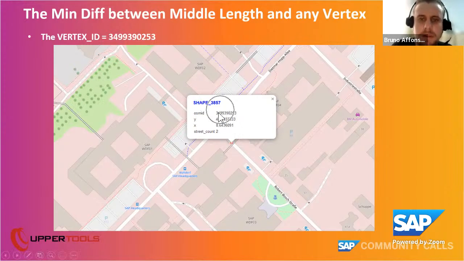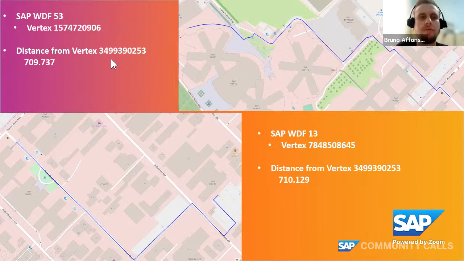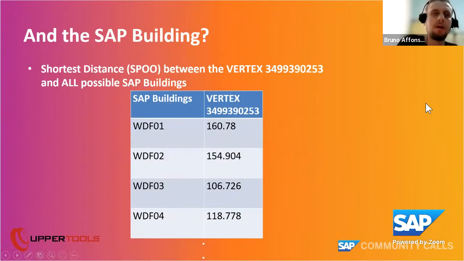This is the vertex. Okay, the ID, the real ID. Just to illustrate, I keep a path between the corresponding vertex and the initial points. Okay, so these are the paths. But this vertex doesn't correspond with the nearest SAP building.